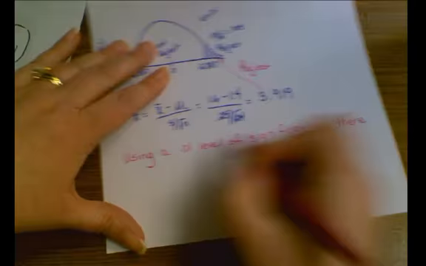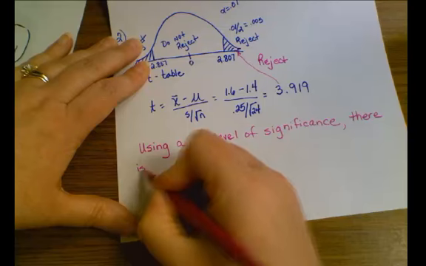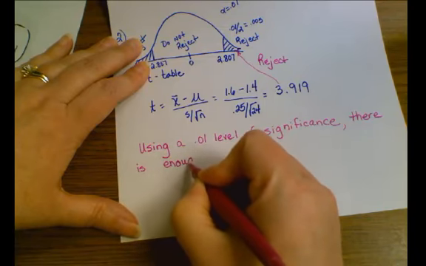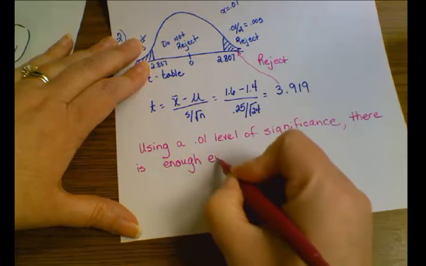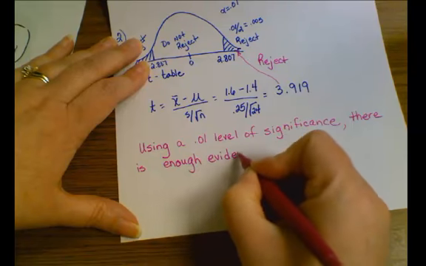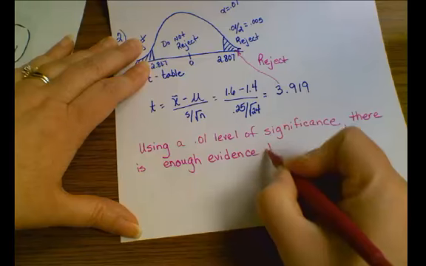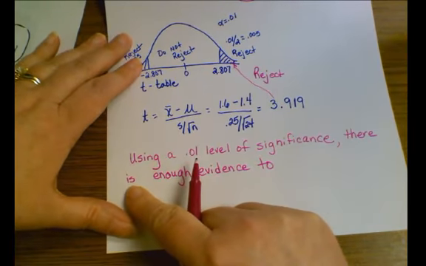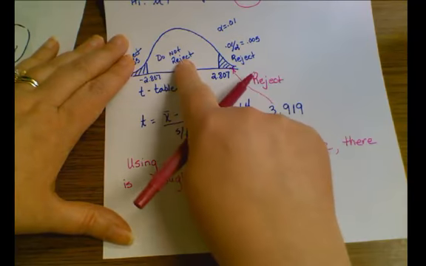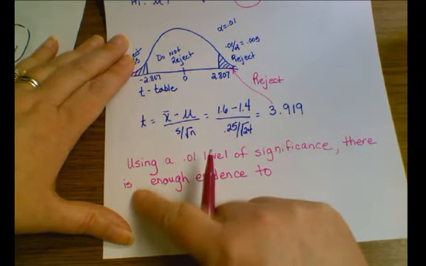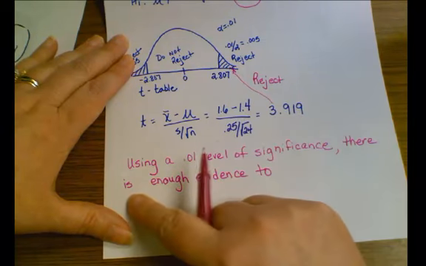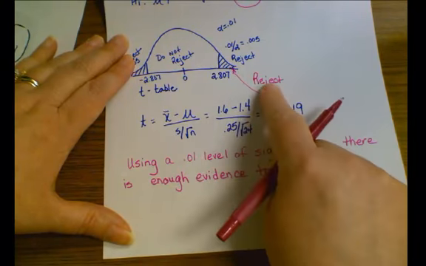There is enough evidence to. Now the difference is sometimes you say there is not. If you do not reject, you put a not here. A not there means a not here. If there isn't a not, then you don't have a not. So I didn't have a not. I rejected.